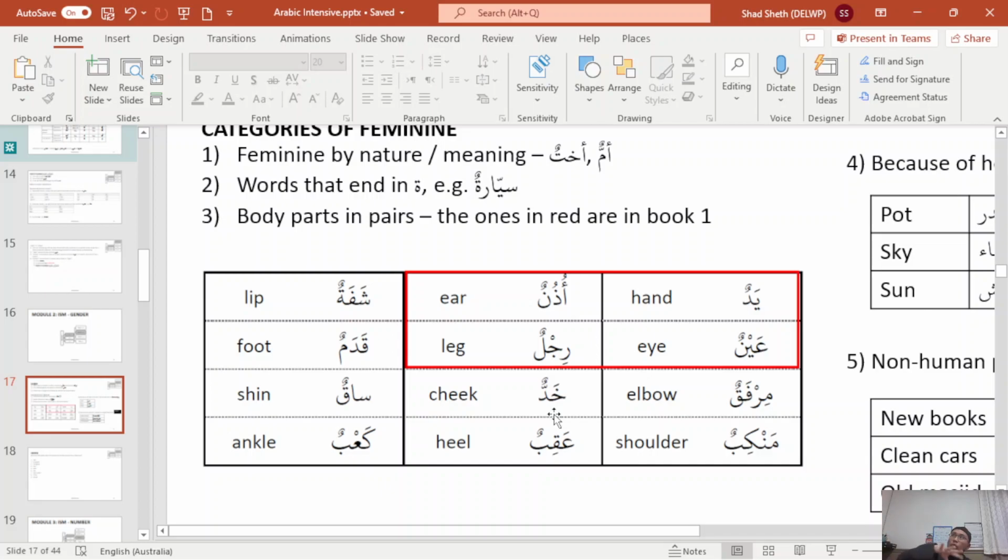In book 1, 4 of those are mentioned: ear, hand, leg, and eye. Eye, there's a pair, isn't it? What's the slide number, brother? Slide 17, I think. Got it? Yes. Ear, 1 pair. Hand, 1 pair. Leg, 1 pair. Eye and ear. Those are the 4 that we have to remember for book 1. The rest are not mentioned in book 1, but just for your information. So again, body parts in pair, you have to treat it as a feminine word.